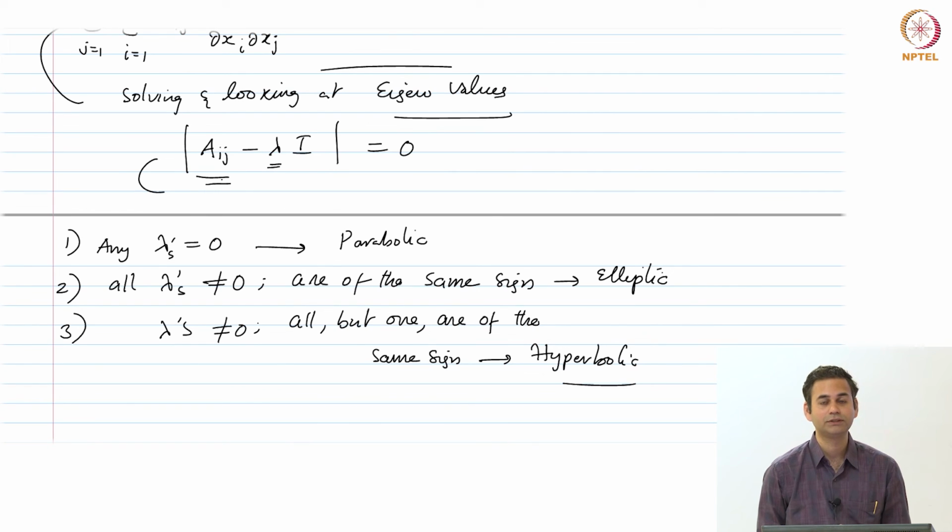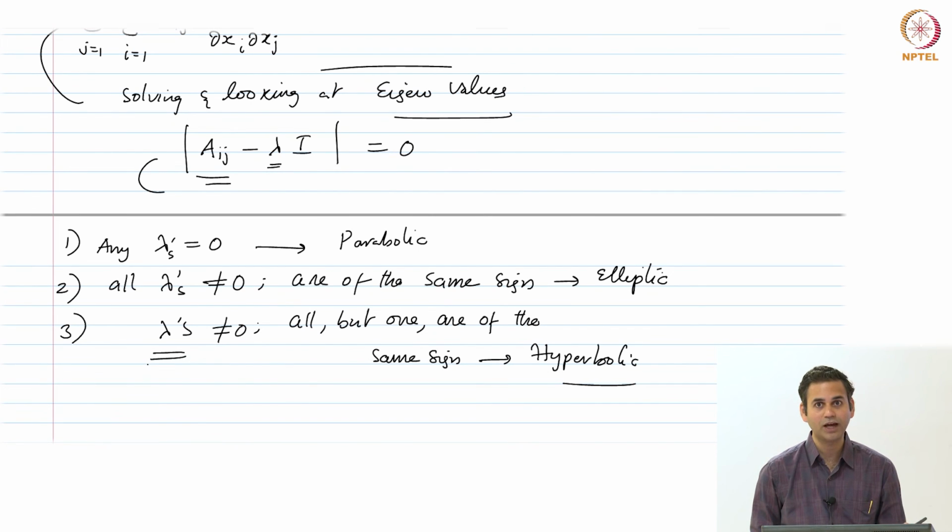Other questions? Yes. So, say it again, sorry. Yeah, all but one of the same sign. For example, if you are looking at 3 dimensions, the lambdas could be 2 of them positive, 1 of them negative and things like that. So, one eigenvalue has to be of different sign than the other 2. It will be the same conditions even if we have n dimensions.